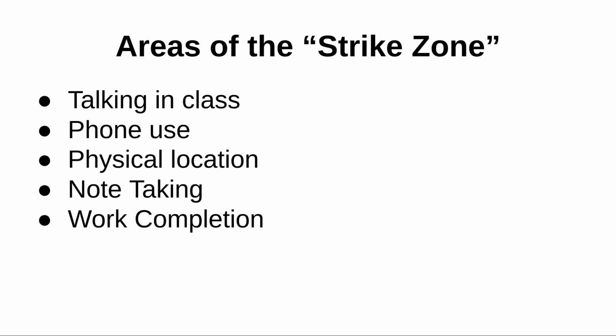So in my classes, we have some specific areas of the strike zone. The strike zone is appropriate student behavior in the class, a behavior that encourages the learning of everybody. And there are boundaries for that, like regarding talking in class and phone use and physical location and note-taking and work completion. So I'm going to go through this just like I would with my own class, the boundaries of the strike zone. The students know when they're in the strike zone, and they know when they're not in the strike zone. And if they're not sure, I let them know, well, you need to get back in the strike zone.